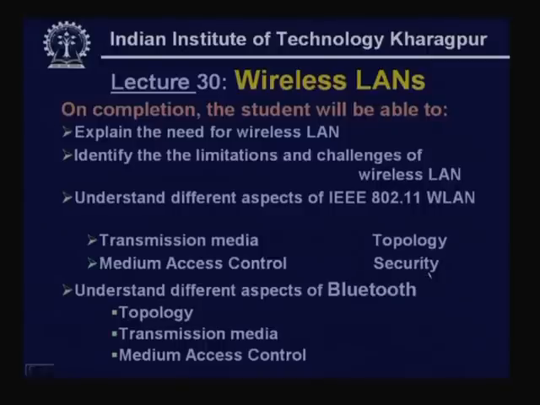On completion, the student will be able to explain the need for wireless LAN, and will be able to identify the limitations and challenges of wireless LAN. They will be able to understand different aspects of IEEE 802.11 wireless LAN, particularly the transmission media, topology, medium access control, and security techniques used in this standard. They will also understand different aspects of Bluetooth, particularly the topology, transmission media, and medium access control.